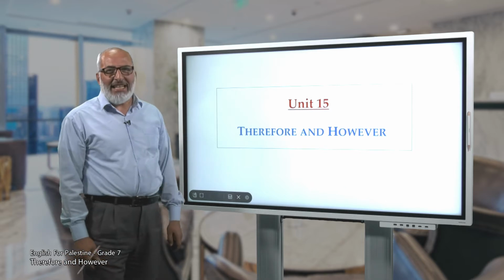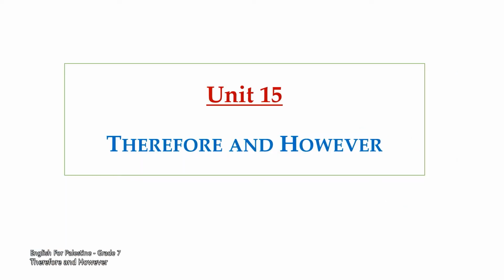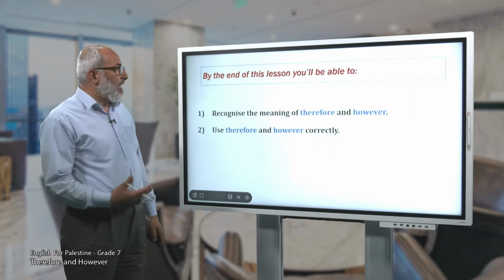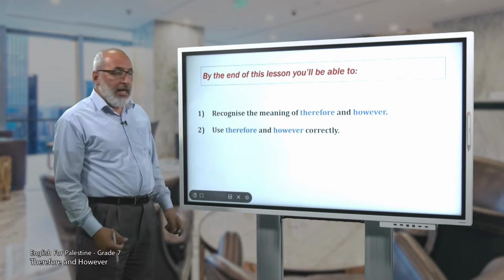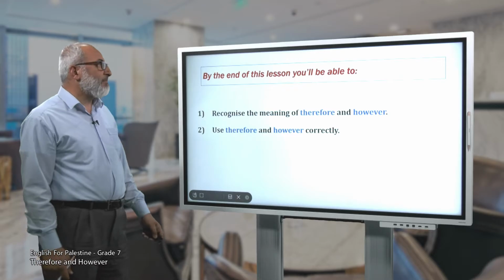Our lesson today is in your book, Unit 15. It's about therefore and however. By the end of this lesson, you will be able to recognize the meaning of therefore and however, and use therefore and however correctly. Let's start.